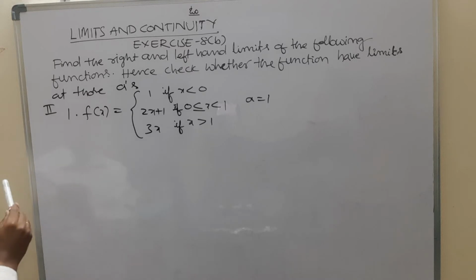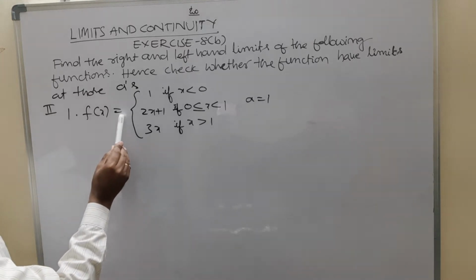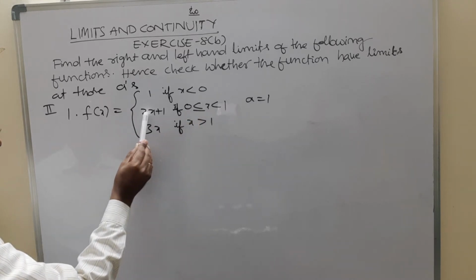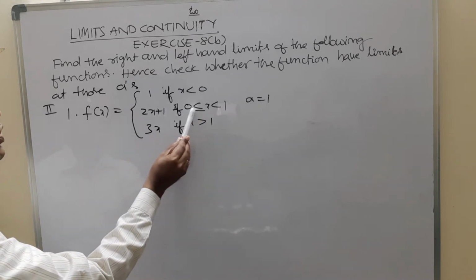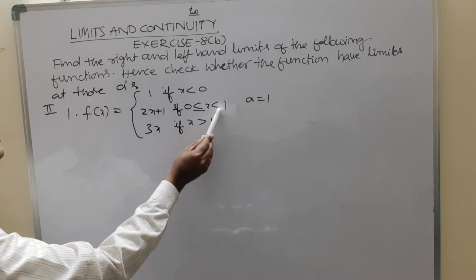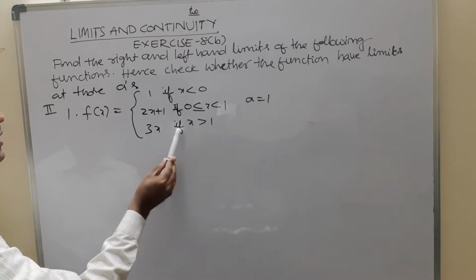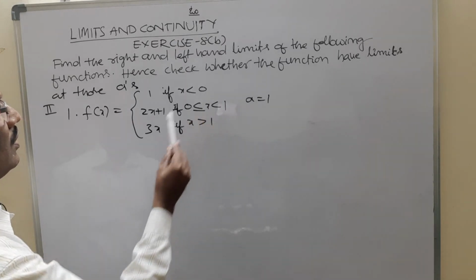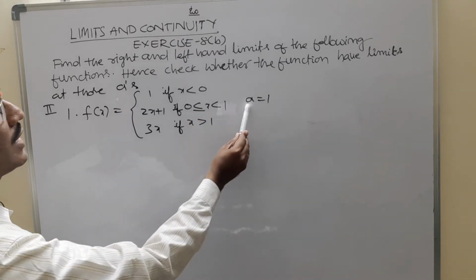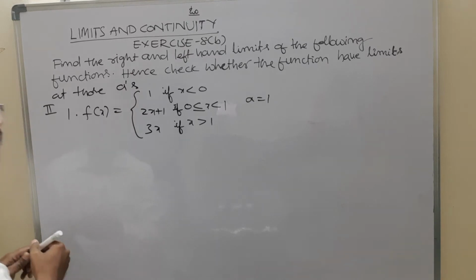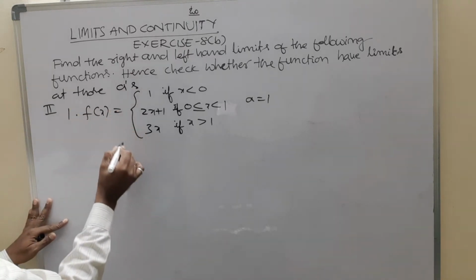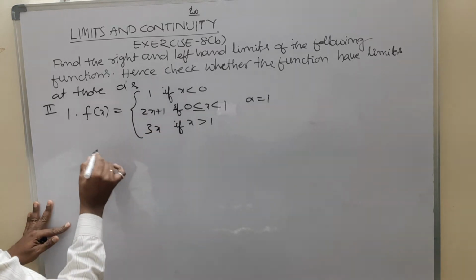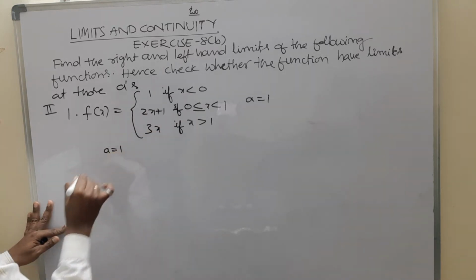Here, second Roman first question: f of x equal to 1 if x less than 0, 2x plus 1 if 0 less than or equal to x less than 1, 3x if x greater than 1. To check the right hand and left hand limit at a equal to 1. Here, these are the three functions in f of x. a is equal to 1.